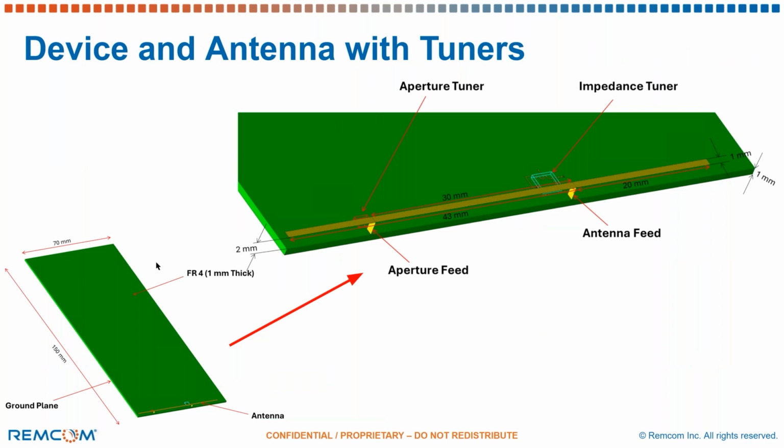Here's just a visual image of the antenna. We have it here at the bottom of this substrate attached to the PCB. And we've got our aperture and impedance tuners laid out onto the PCB as well.